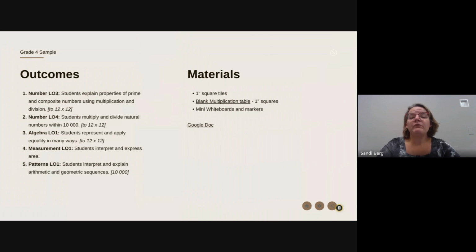Materials I'm using in these experiences are the 1-inch square tiles that we supplied for all grade 4 to 6 teachers, a blank multiplication table, and because I'm using the 1-inch square tiles, I would want it to be 1-inch squares, and mini whiteboards and markers if students are recording anything. I've also created a Google Doc linked here, and this experience can also be found in the long-range planning documents.